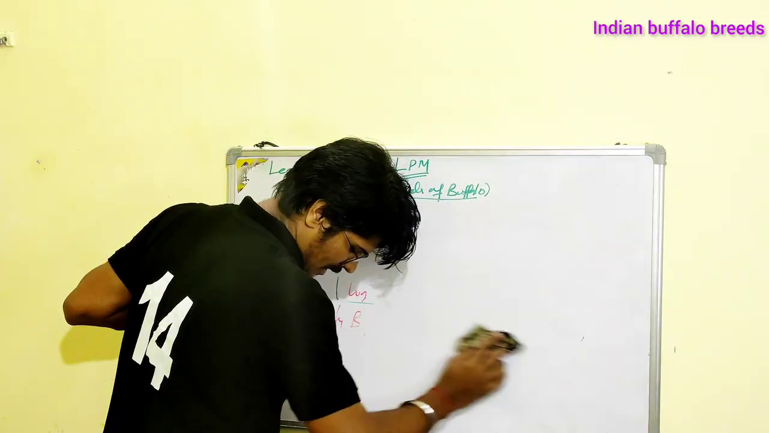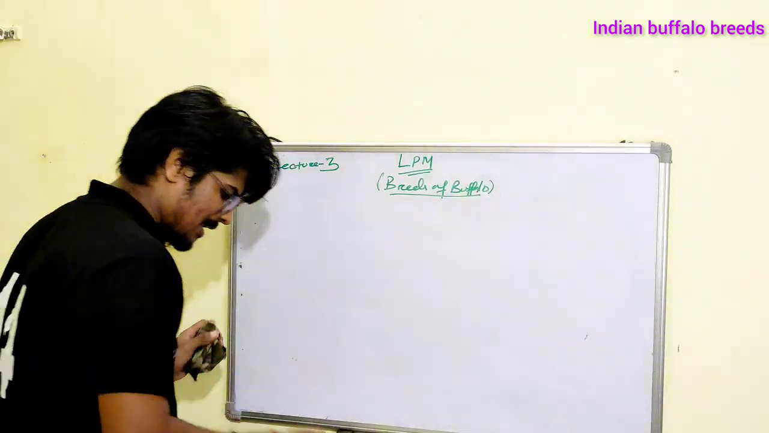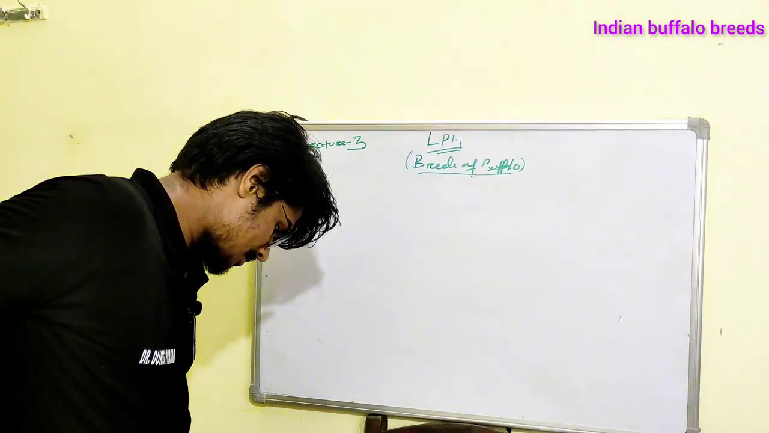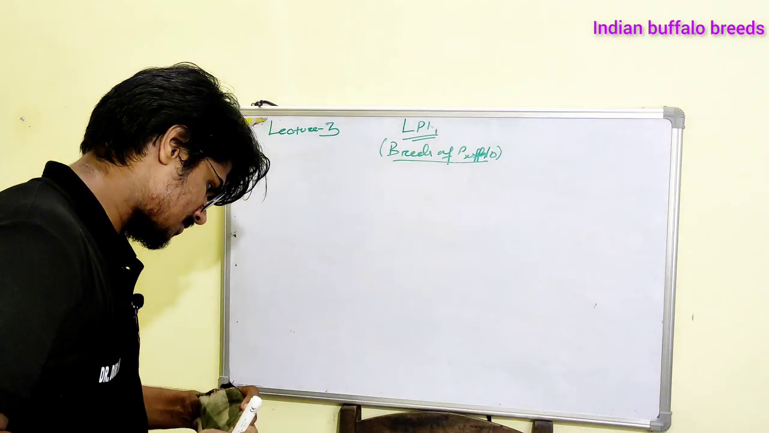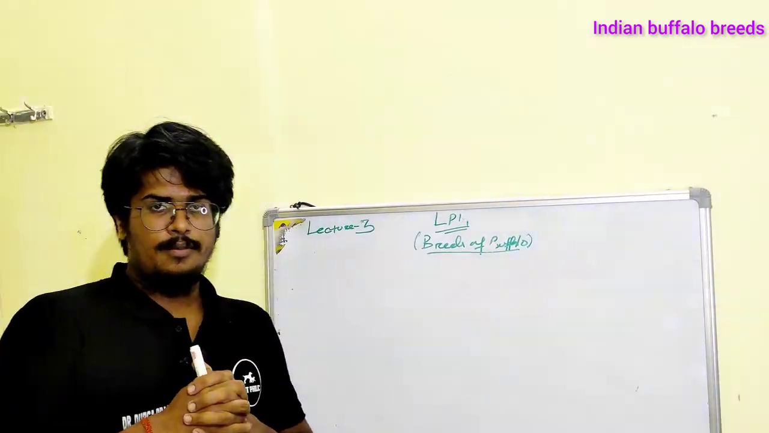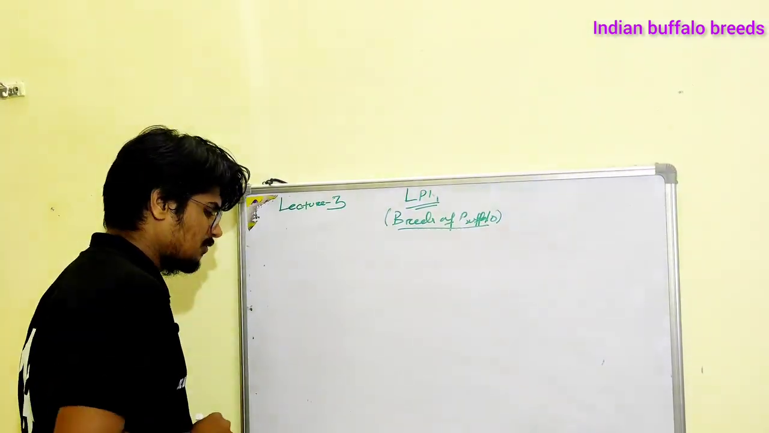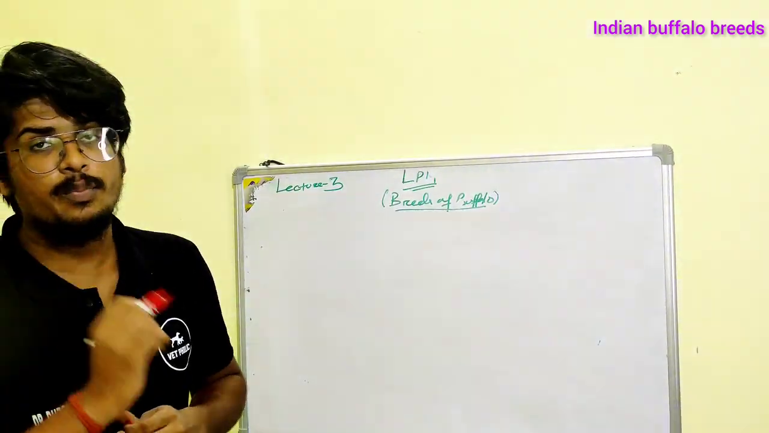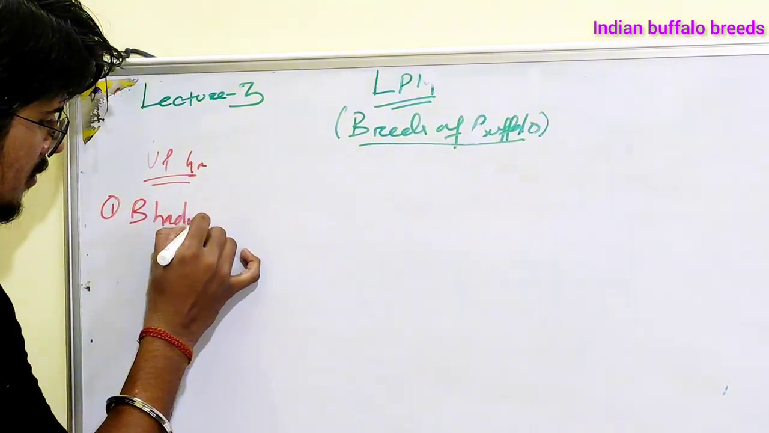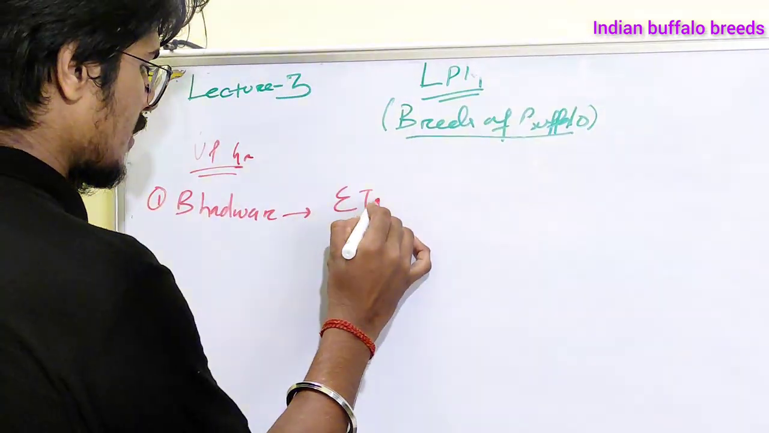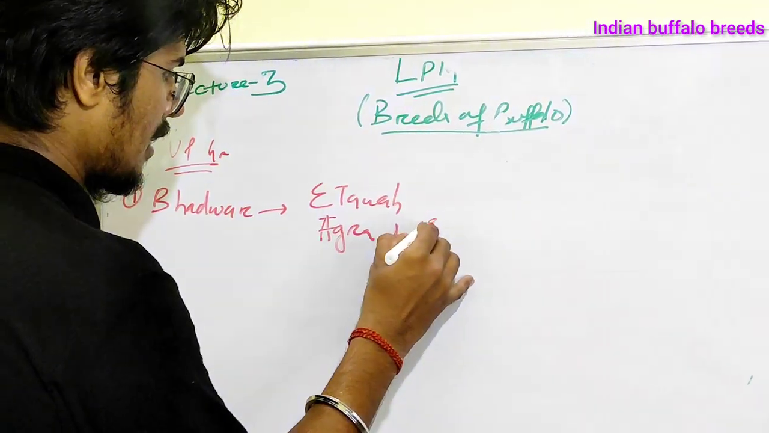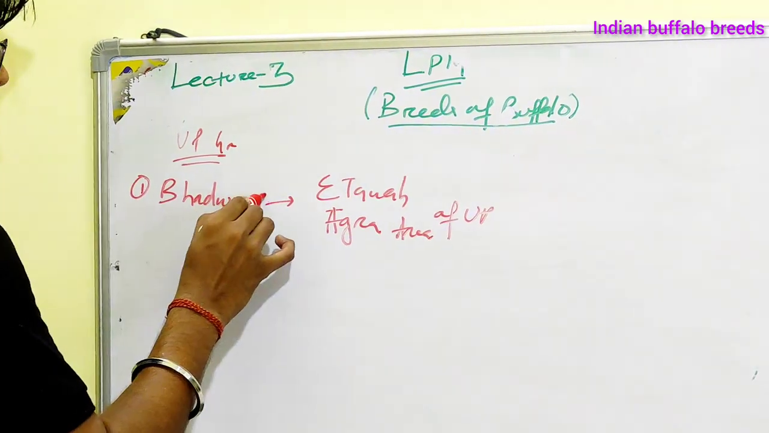Next breed of buffalo we will study is Bhadawari. Bhadawari and Tarai are from the UP group. Okay. Number one is Bhadawari from Etawah, Agra area of UP.